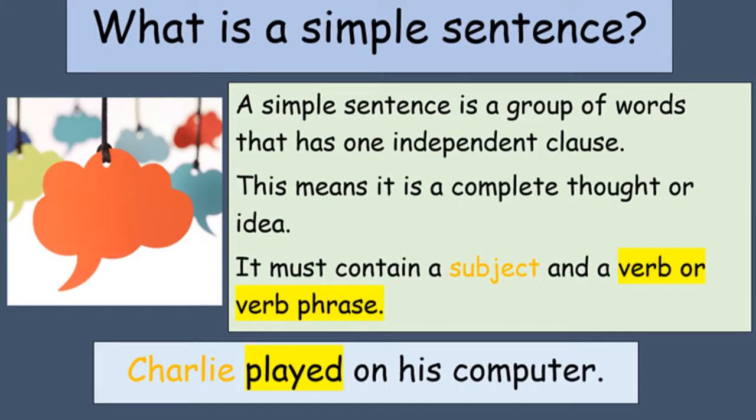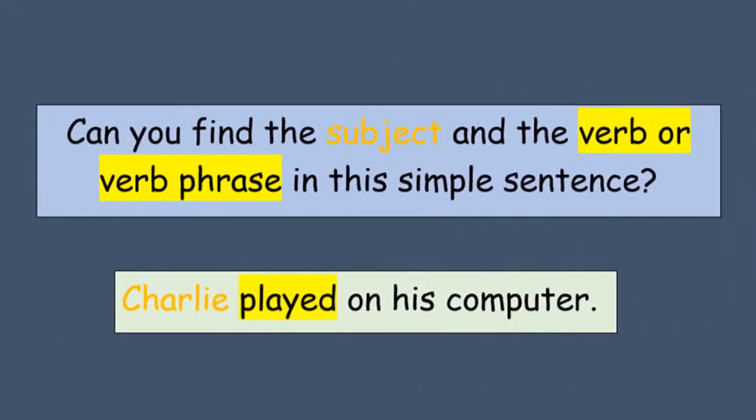Here is an example of a simple sentence. Charlie played on his computer. Can you find the subject and the verb or verb phrase in this simple sentence? Charlie played on his computer. Charlie is the subject. Played is the verb.